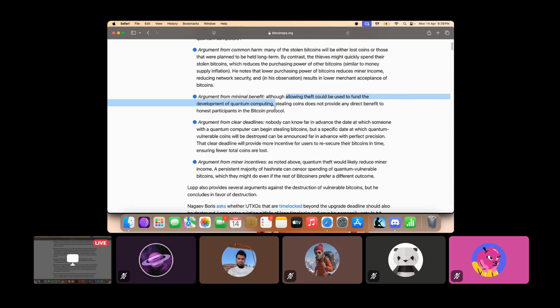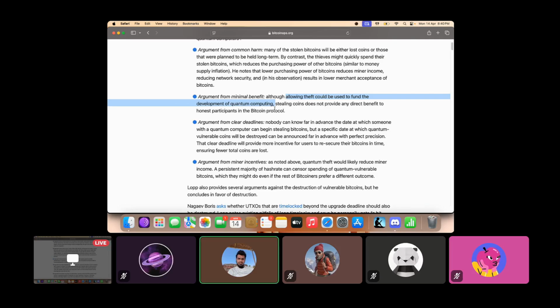Nevertheless, that's his argument: that the coins stolen by people who have access to quantum computers will be used for the development of quantum computing. However, it will not benefit honest participants, and I believe that we have to put the interest of honest participants above anybody else's interest. The fourth argument is from clear deadlines.